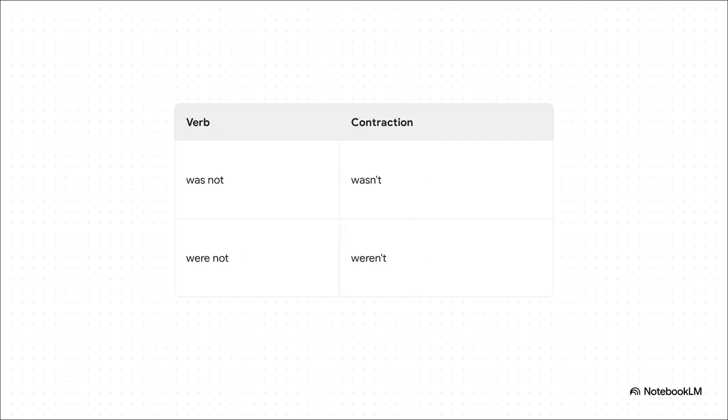And making it negative, you already know the drill by now. Just add not. And yep, you guessed it, we've got our contractions. Was not becomes wasn't, and were not becomes weren't. You'll hear these ones all the time. And what about asking questions about the past? It is the exact same trick we learned for the present. No new rules here. You just do that little flip-flop again. Was he late? Were they at the party? Same rule, just a different time.